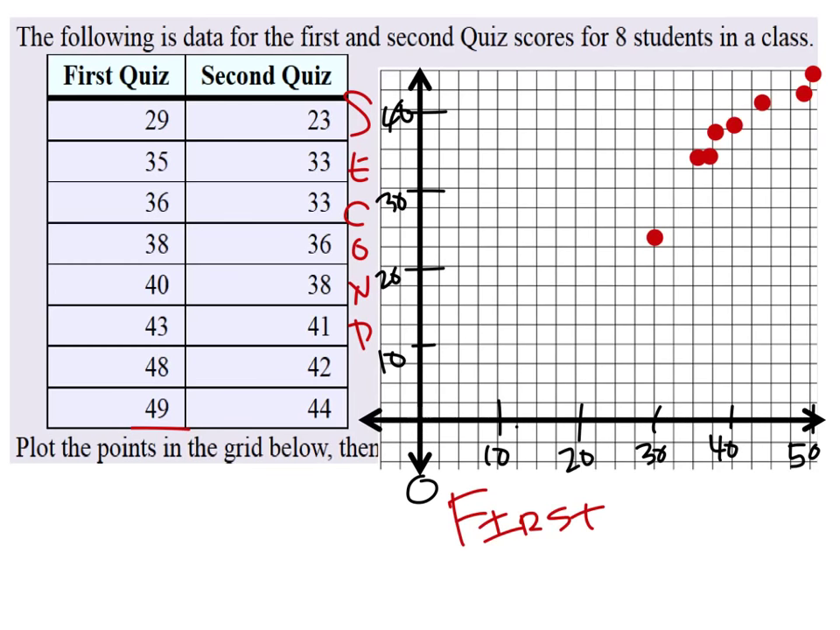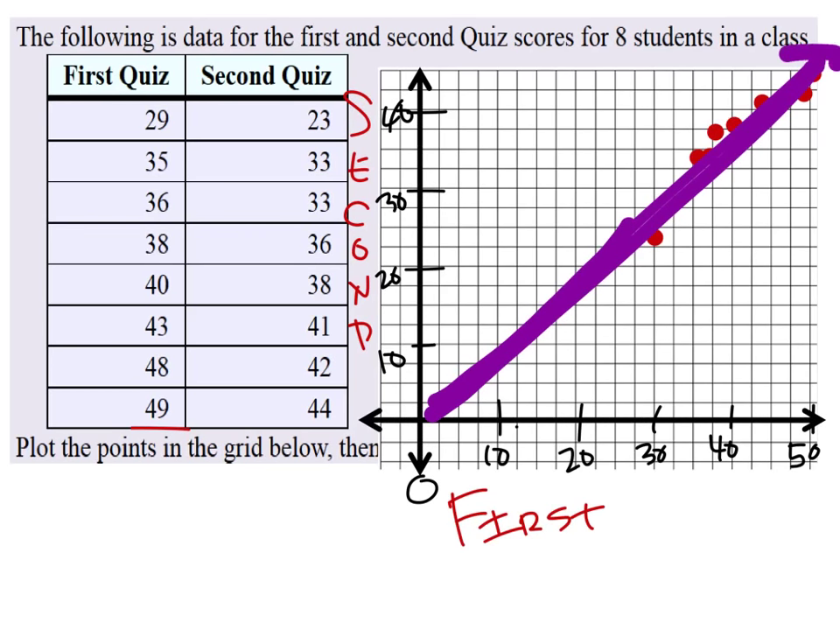Well, let's draw our line of best fit, which we don't actually need the equation for. It seems like it shouldn't go through the origin, but that'll do.